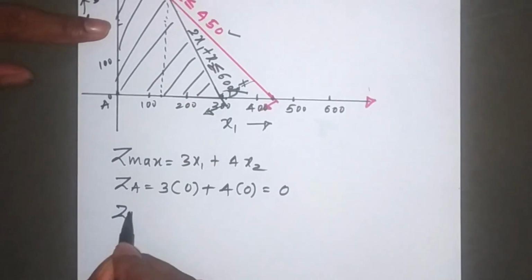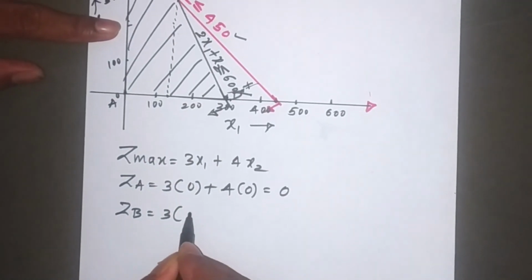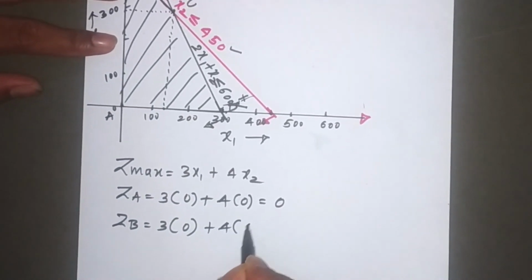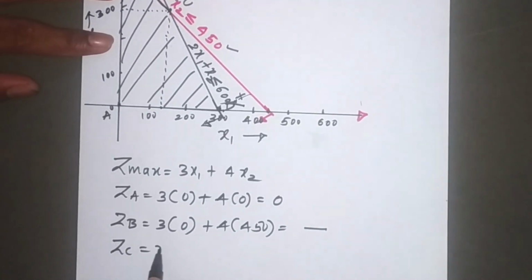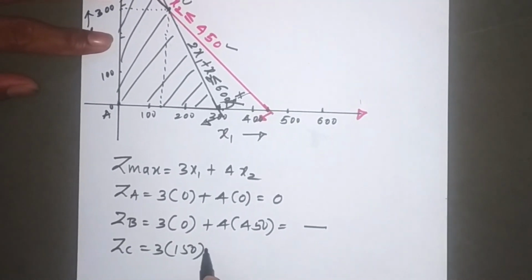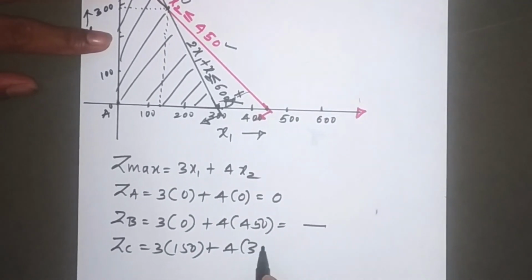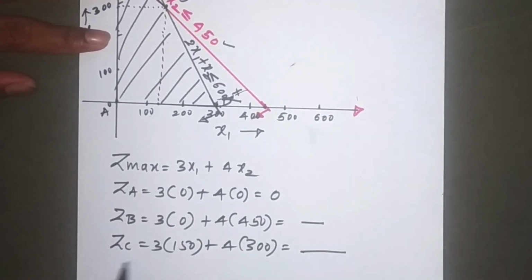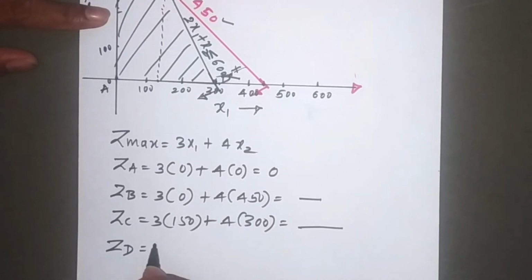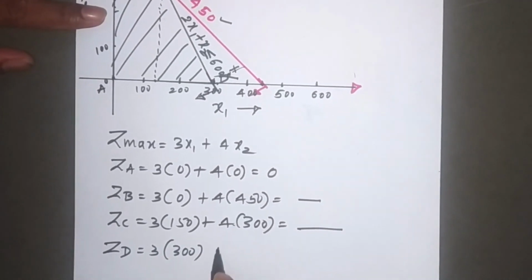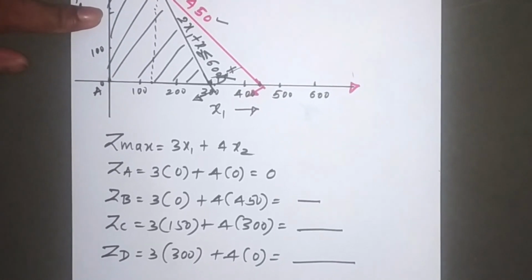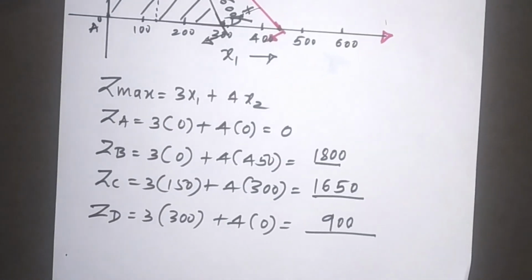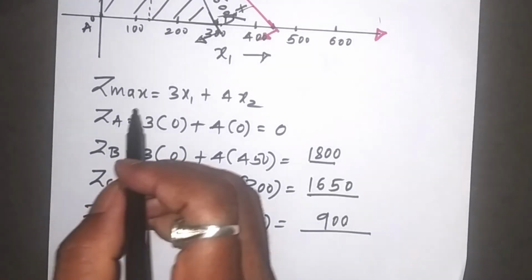Now ZB: if I find out, 3x1 is 0 plus 4 into 450, I'll get some answer here. Next, ZC is equal to 3 into 150 plus 4 into 300. I'll get some answer here. And ZD is equal to 3 into 300 plus 4 into 0. So I'll get some answer. After calculating, I'll get these as answers.